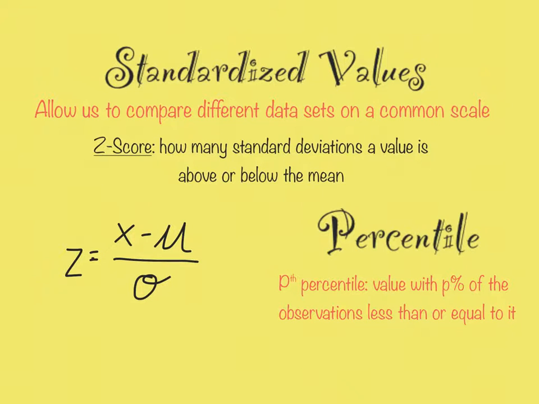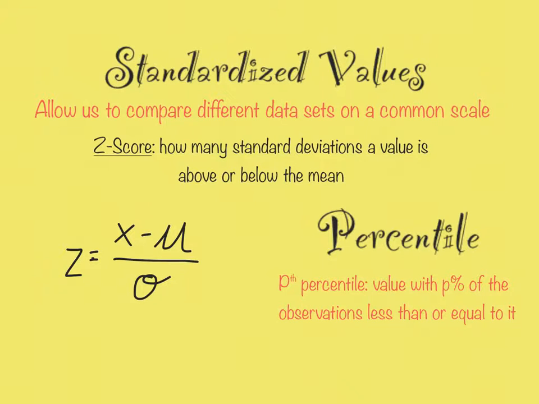And then if we talk a little bit about percentiles, the pth percentile is the value with p% of the observations that are less than or equal to it. For example, if I were to say Caroline Arcari is in the 76th percentile for women's heights, that would mean that 76% of all women have the same or lower height than Caroline.